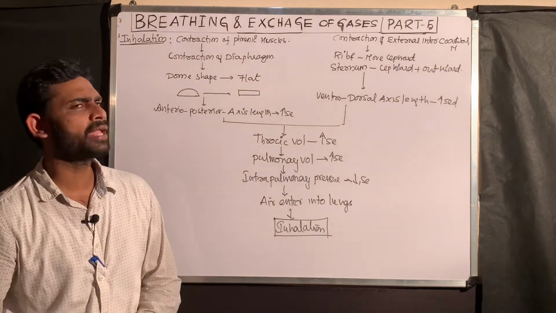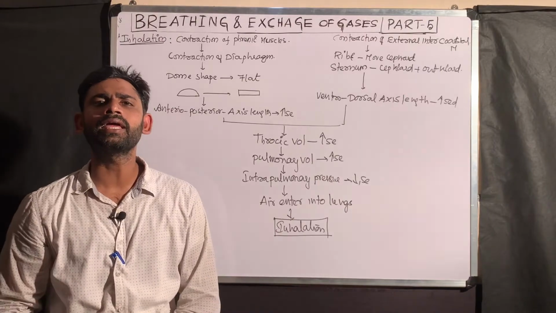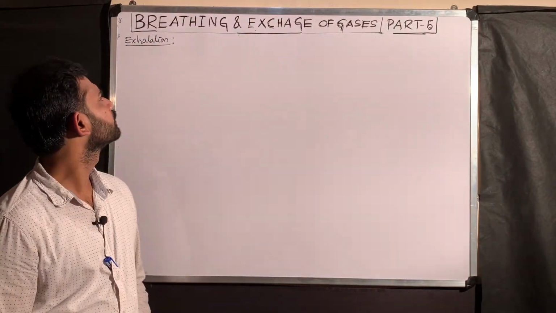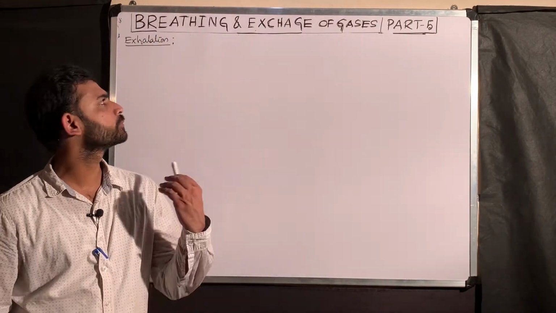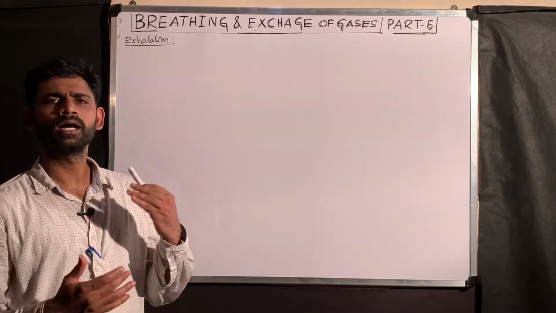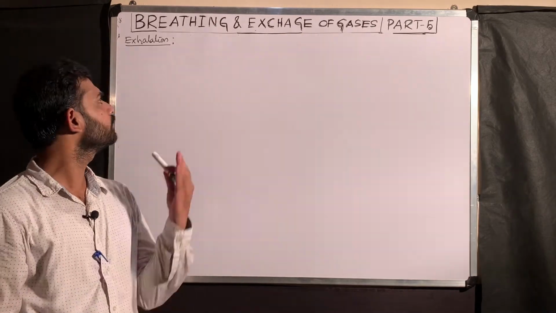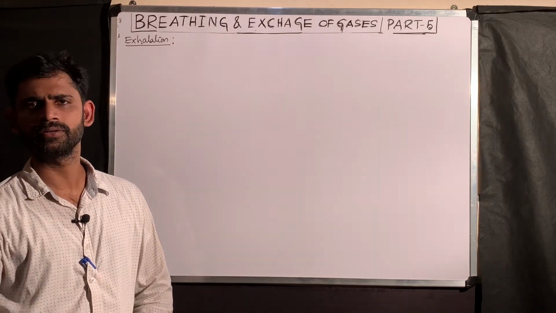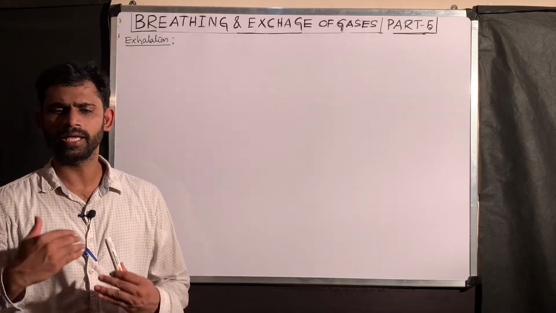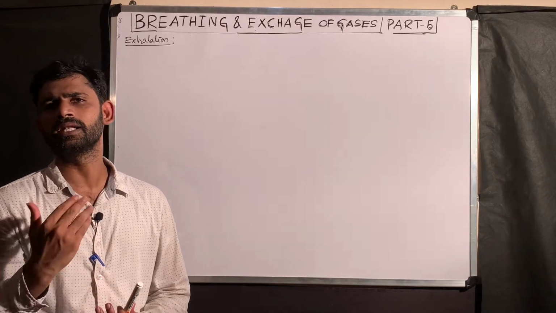Next, I am going to explain the opposite, the exhalation. After the process of inhalation, now I am going to explain the process of exhalation. It is very simple. What are the steps that happen in inhalation? Think of exactly the opposite for exhalation. What is exhalation? Air is coming out to the atmosphere from the lungs.